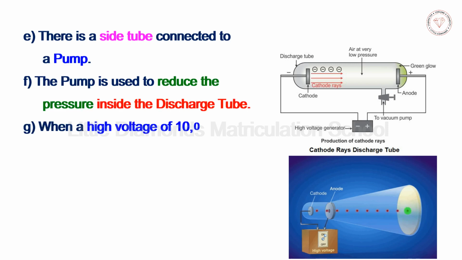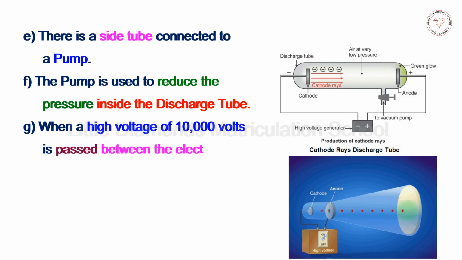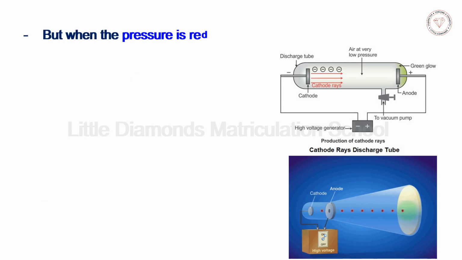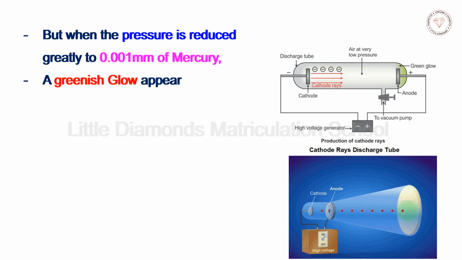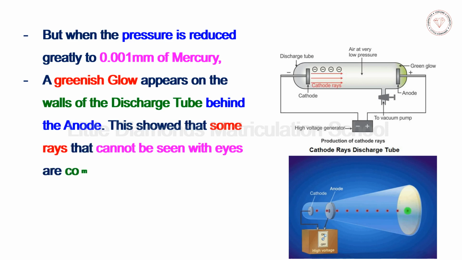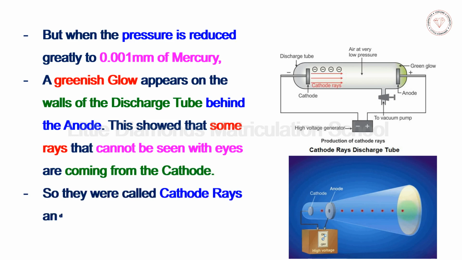When a high voltage of 10,000 volts is passed between the electrodes with air or gas at atmospheric pressure inside the discharge tube, no electricity flows. But when the pressure is reduced greatly to 0.001 millimeter of mercury, a greenish glow appears on the walls of the discharge tube behind the anode. This showed that some rays that cannot be seen with eyes are coming from the cathode. So they were called cathode rays and later named as electrons.